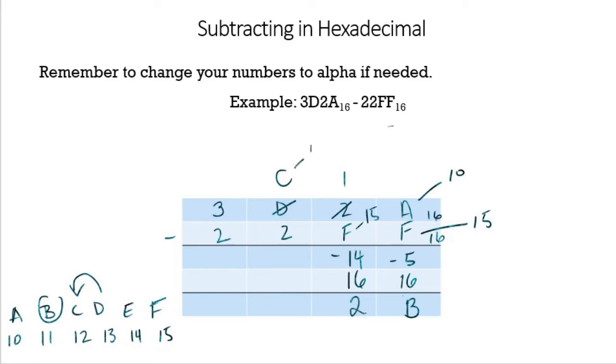C minus 2, C is 12. I'm subtracting 2. So I get 10. But we don't write 10 in base 16, we write A. And then finally, 3 minus 2 is 1. That's not a problem. We write that down as a 1. So our answer is 1A, 2B.